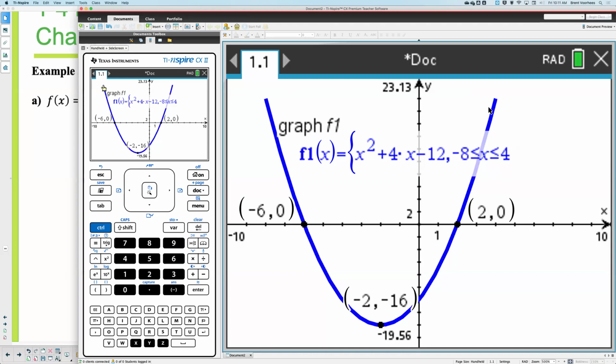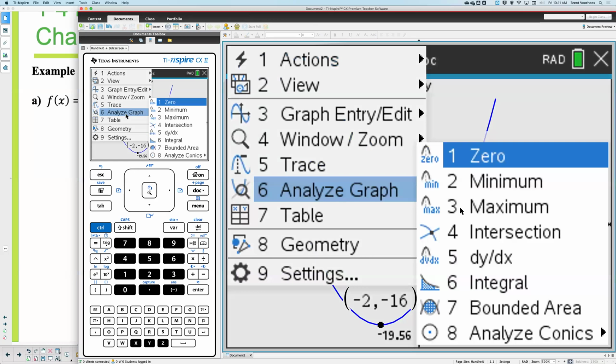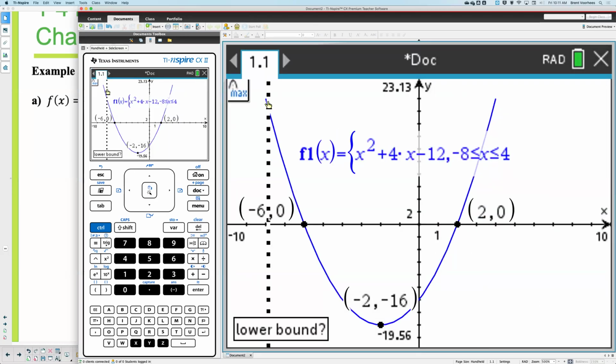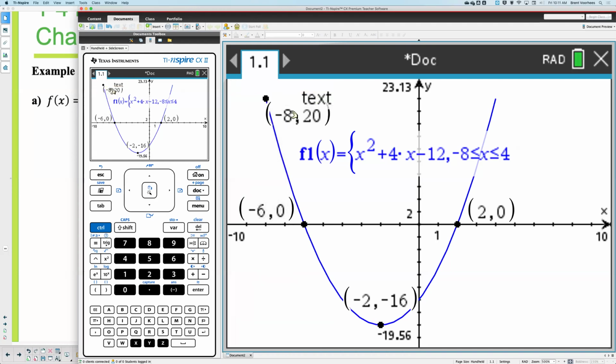Okay, now this graph has what we call endpoints. Because we restricted the graph, it has ending. If you have endpoints, those are automatically either minimums or maximums. On this graph, those are both maximums because they're taller points. So these are going to be maximums. Let's find those. Go menu, analyze graph, choose maximum. I'll find this first one on the left. Again, it says lower bound down there. So I'm going to go to the left of the maximum and I'm going to click. And then now for the upper bound, I'm going to go to the right and I'm going to click again.